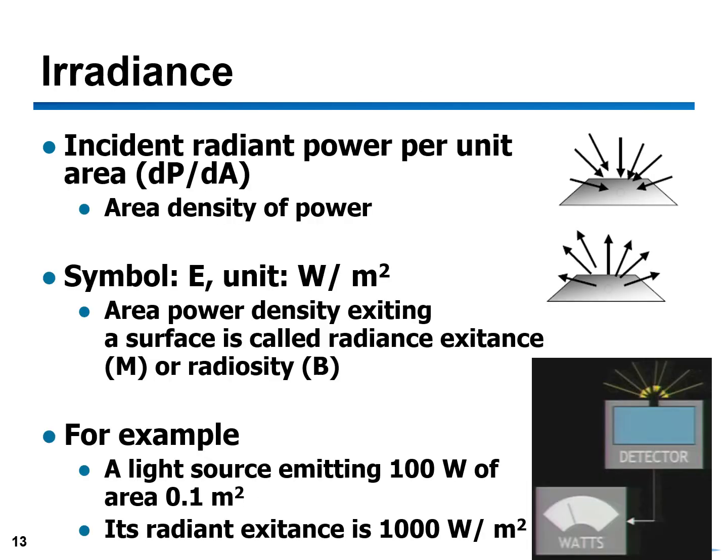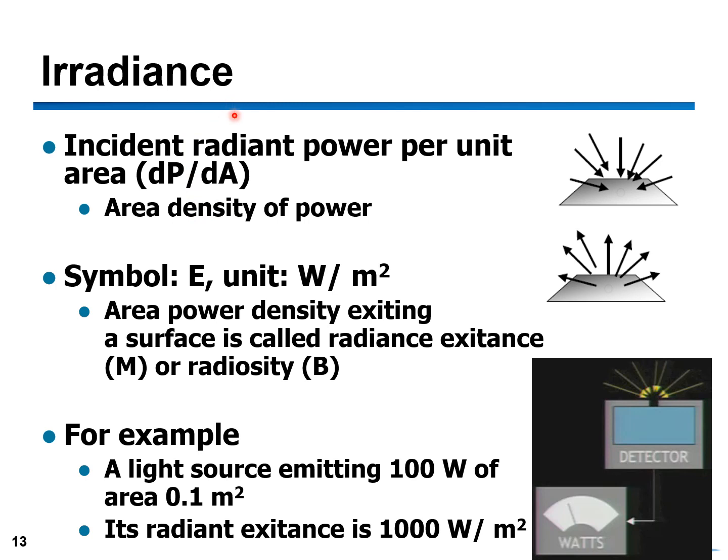So far we talked about the hemispherical coordinate. Then we will be utilizing those concepts for defining several radiometric quantities. One common radiometric quantity is irradiance. Irradiance is simply incident radiant power per unit area.